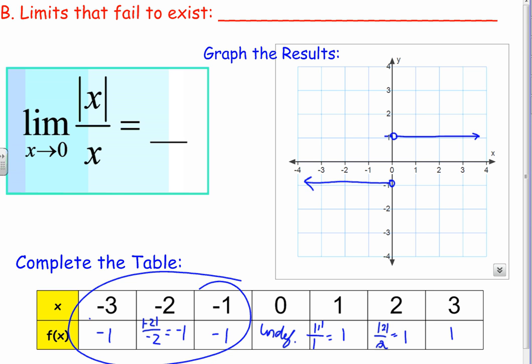You tell me, what is the limit as x approaches 0 of this function? Well, from the left side and the right side, they are not at the same height. This does not have a limit. It does not exist. And this would be an example where the left side does not agree with the right side. And that is one way the limits fail to exist.